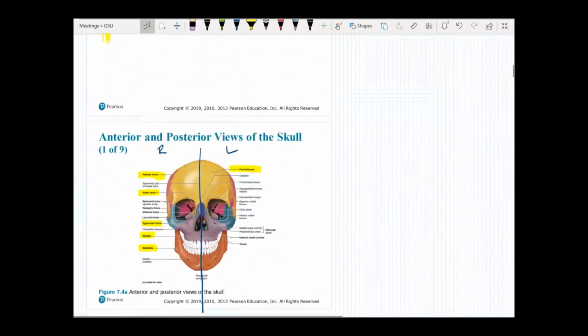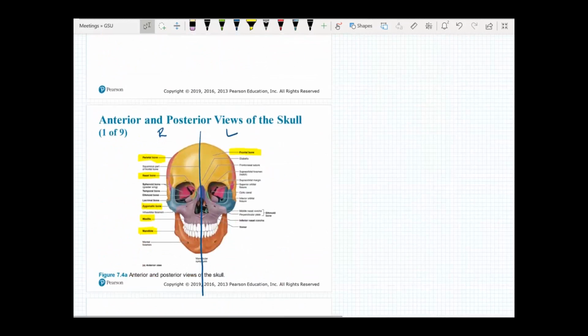All those other ones are going to be up here. Your inferior nasal conch is going to make up some of the septum in your nose.